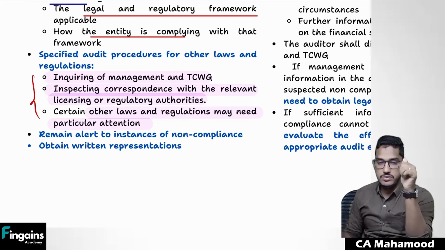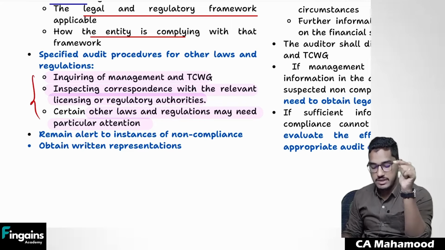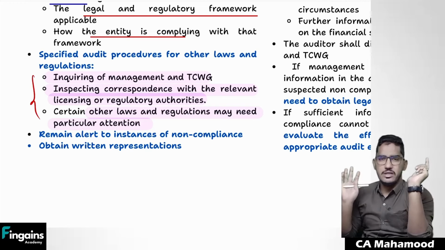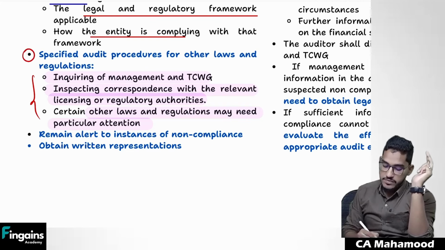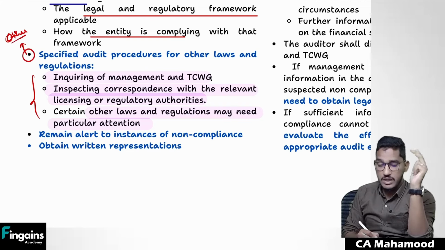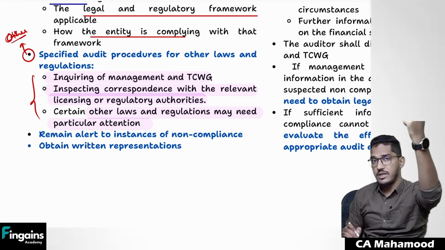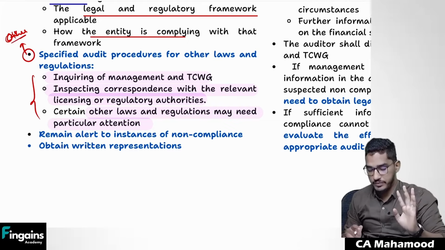What are the 3 specified audit procedures? Inquiring with the management and those charged with governance, inspecting the correspondence with licensing and regulatory authorities, and paying attention to certain laws. So these 3 are the specified audit procedures which you need to perform regarding other laws and regulations. Whereas when it comes to category 1 laws and regulations, you have to perform in-depth audit procedures.